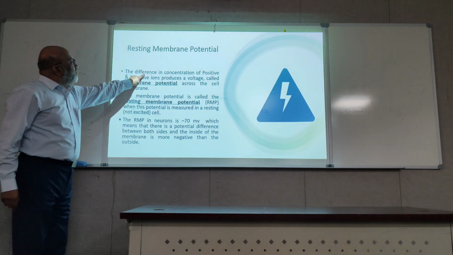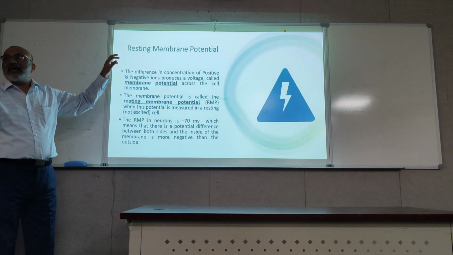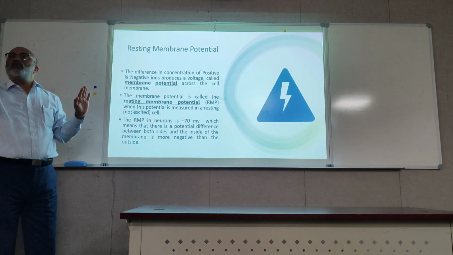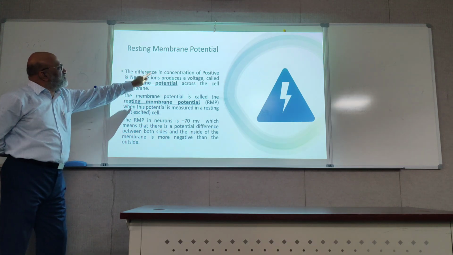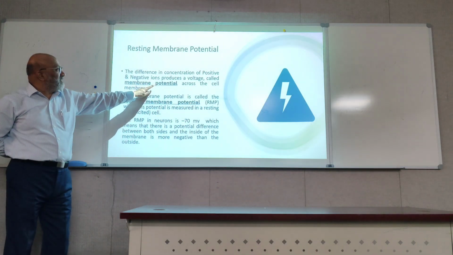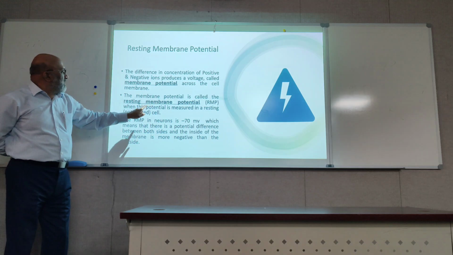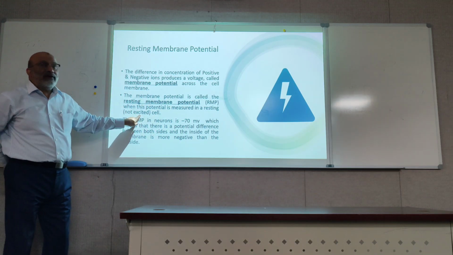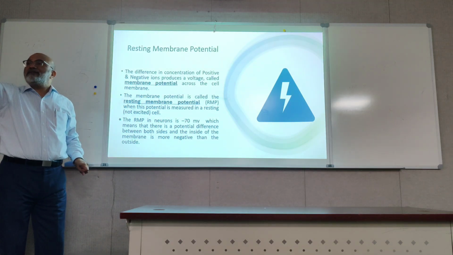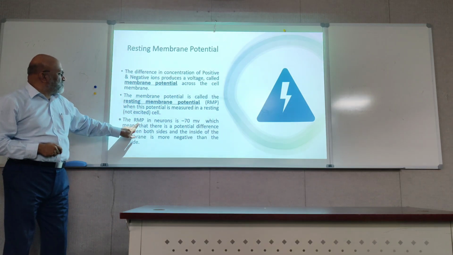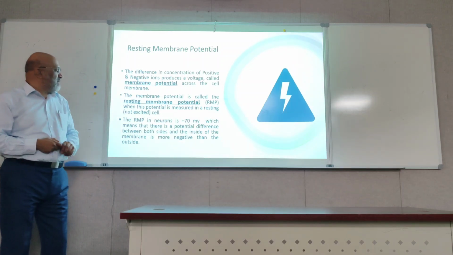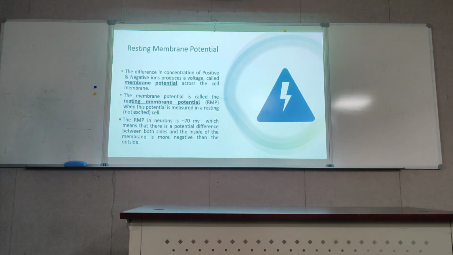I am giving you one example of reading. Next slide I will not read. You can read it so that you know that whatever I said is there on the slide. So no need to worry. Difference in concentration of positive and negative ions produces a voltage called membrane potential. The membrane potential is called the resting membrane potential when it is measured in a resting but not excited cell, meaning it is sleeping. The resting membrane potential in a neuron is minus 70 millivolts.